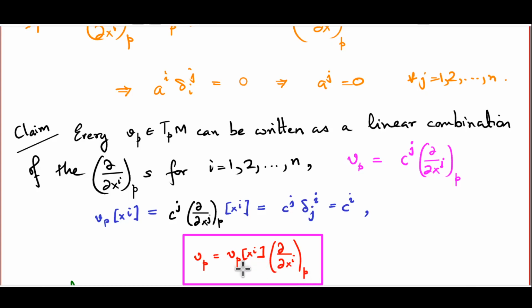Now, while this proof that C_i is V_p of x^i is pretty convincing, you must realize that the major gap in the argument here is that we have not yet established that this can be done for all vectors V_p. Pending that proof, it's pretty easy to see that V_p, if it is at all a linear combination of the ∂/∂x^j at p's, has to be of this particular form. It has to be V_p acting on x^i times ∂/∂x^i at p.